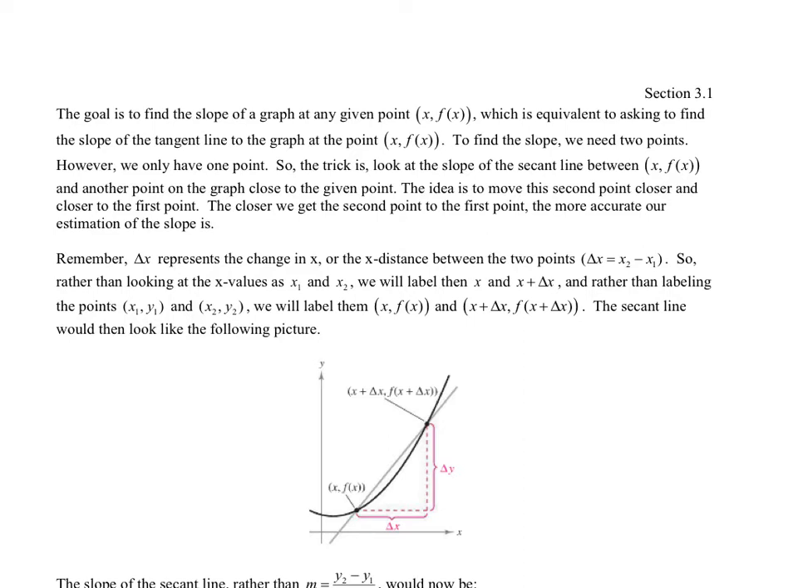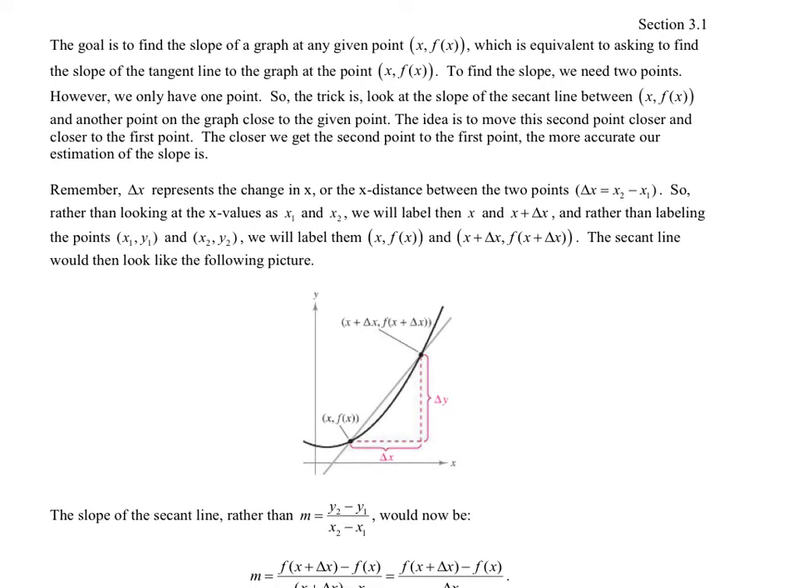So the trick is, look at the slope of the secant line between (x, f(x)) and another point on the graph close to that point. The idea is to move the second point closer and closer to the first point, and the closer we get the second point to the first point, the more accurate our estimate of the slope is. So we're taking the slope between 2 points, and then we're going to move the second point closer and closer until it's infinitely close to the first point. So the slope at this point would be the slope of the graph between those 2 points.